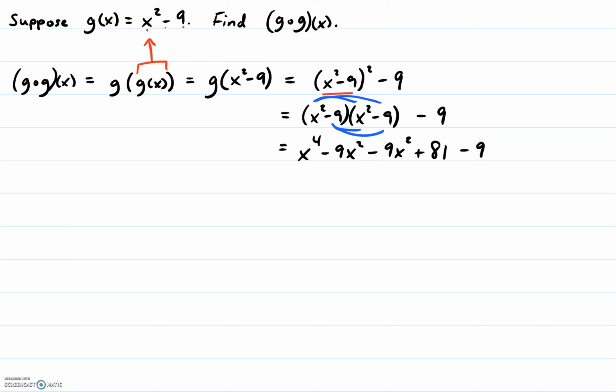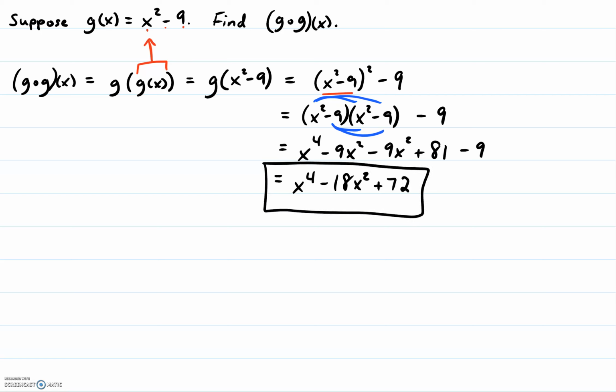And now we can combine any like terms. We're going to have x to the 4. Minus 9x squared minus 9x squared is going to be minus 18x squared. And then 81 minus 9 is going to give us 72. And so our final answer for g of g of x is going to be x to the 4 minus 18x squared plus 72.